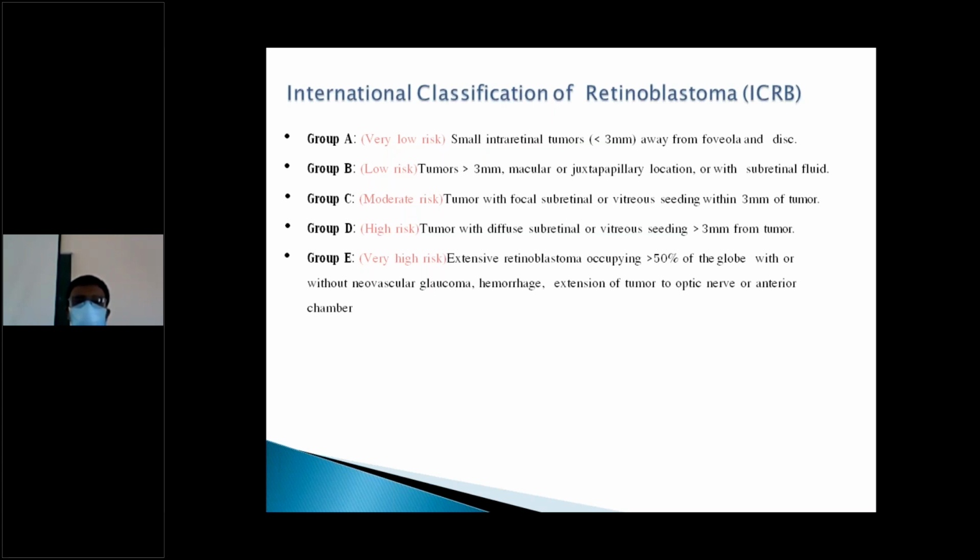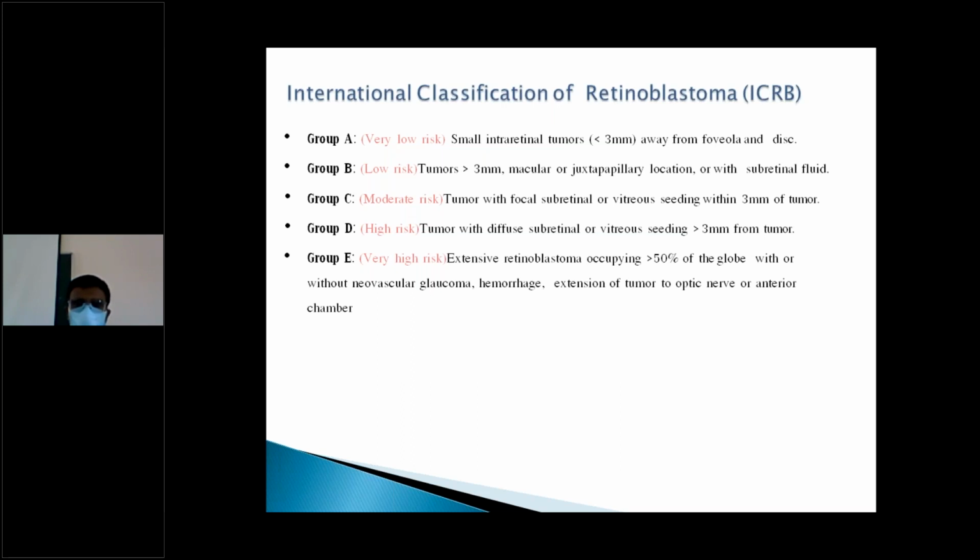Group B is very high risk: extensive retinoblastoma occupying more than 50% of the globe, with or without neovascular glaucoma or hemorrhage of the tumor, or extension of the tumor to the optic nerve. These are all poor prognosis. There is intravitreal hemorrhage. If the tumor is extending to the optic nerve head, causing neovascular glaucoma or any secondary glaucoma, or causing hypopyon, pseudohypopyon, or hyphema, they are all poor prognostic factors.